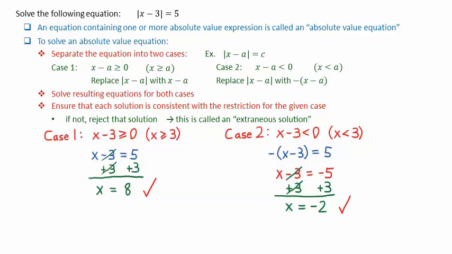We then have the solution to our absolute value equation, x equals negative 2 or 8.